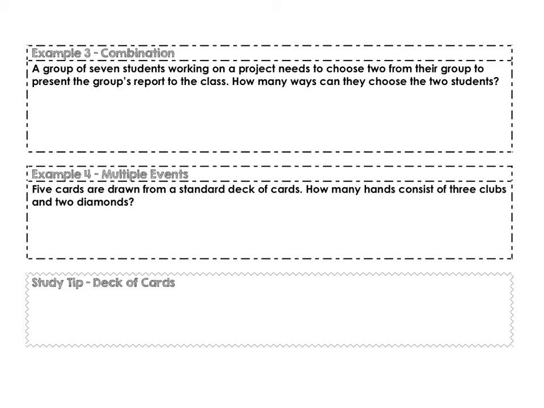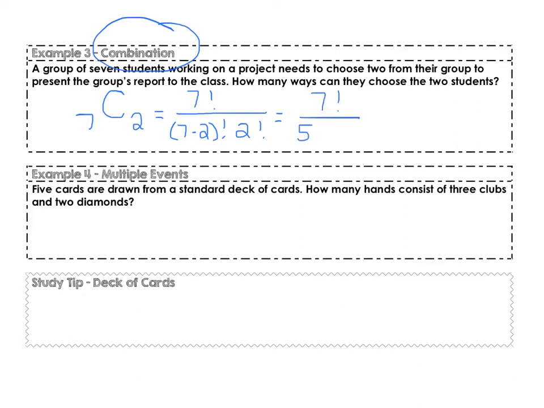All right, so now we're looking at this problem. We have 7 kids who are working on a project, and we need to choose 2 of them to present. Notice that we didn't assign specific roles. One person's not being this and one person's not being that. And because there are not enough details, it becomes a combination problem where I have 7 students and I'm choosing 2 of them, okay? So the equation for combinations is 7 factorial divided by n minus r, so 7 minus 2 factorial, times r factorial. Okay, so that's 7 factorial divided by 5 factorial times 2 factorial, which is equal to 21.